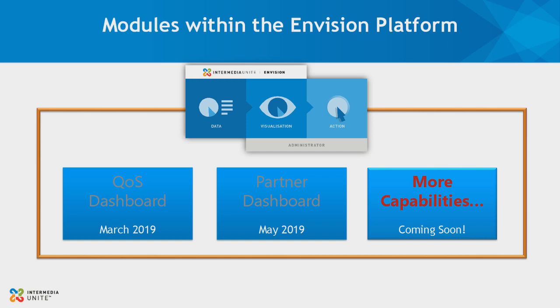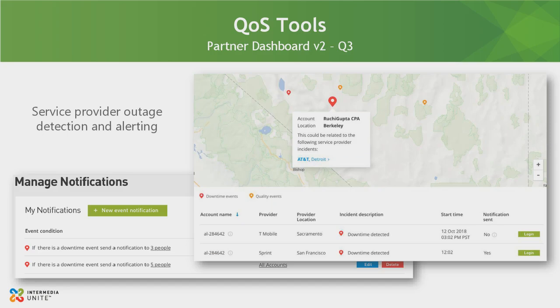So that is the QoS dashboard for the account level. You've then seen the partner dashboard, of which you've seen a demonstration. Here's the teaser bit. The Envision platform itself has all of this data. It has it in real time. It has it in a timely manner. So right now we are focusing on tools that were most impactful to our partners, that helped you basically deal with your customers. The next version of the partner dashboard will have what we call service provider outage detection.